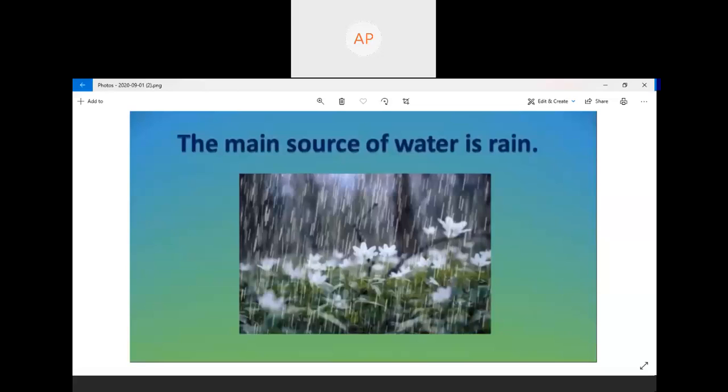Yes, body temperature. Water maintains a body temperature. Then what else does it do to our body? Hydrates our body. Helps in digestion. Good, Mahati. Helps to convert food to energy. Yes. So, yes, very good.